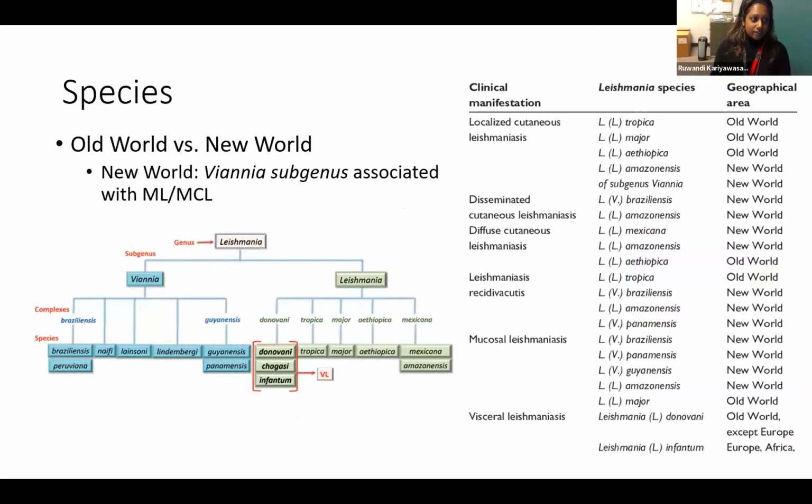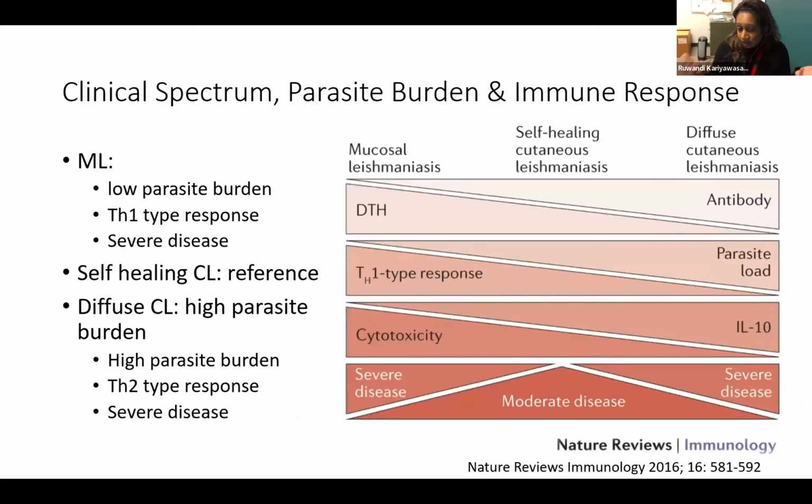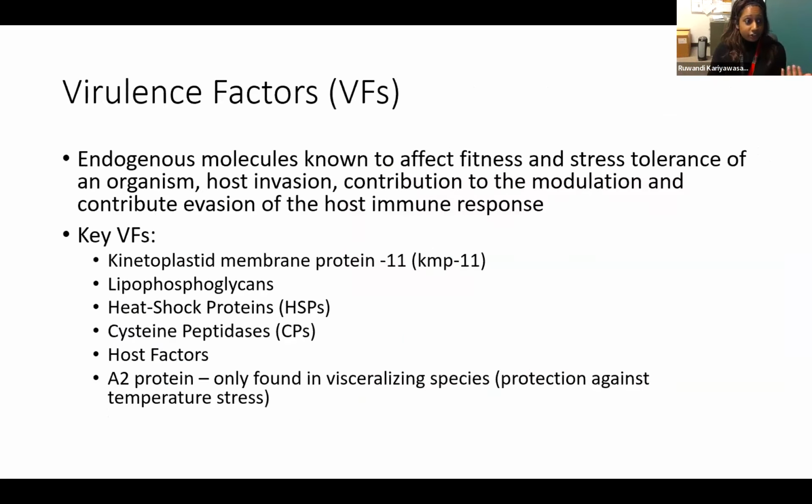With leishmaniasis in particular, we group the different species into Old World and New World, and there are about 20 different species, and there's more to come as we use genomics and identify new species. Essentially 20 different species can cause the spectrum of disease, and combined with your host immune responses, you can have different presentations.